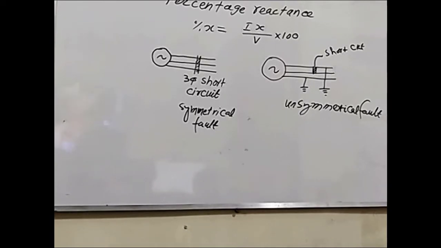Unsymmetrical fault is common in the power system. Every time that fault is occurring in power system. Suppose a tree or a branch of a tree is going to the line and making a fault with ground. A bamboo may touch a line, making a fault to the ground.